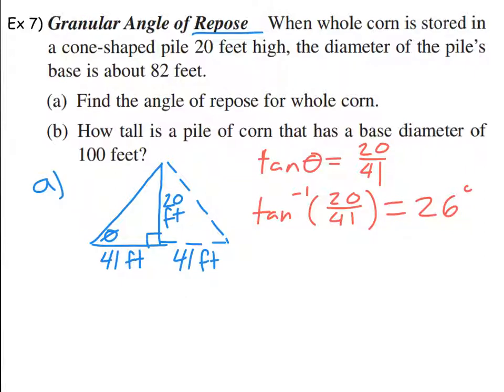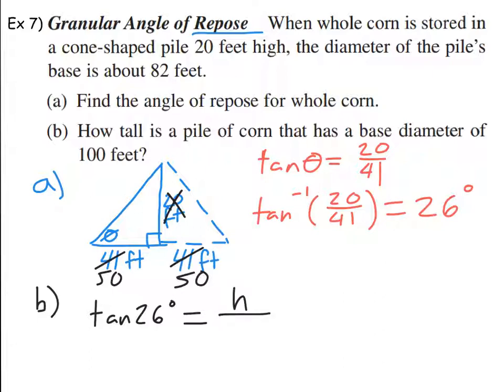So in part B, a bunch more corn is added. And here's what we know has happened. First of all, the angle doesn't change. The base is now 100 feet wide, so those both need to change to 50. And then the height's no longer 20. It's just unknown. But now as we set up our formula, we could say tangent of 26 degrees, because theta is a constant, right? We found it in part A. And now we're saying the opposite is h, the adjacent is 50.